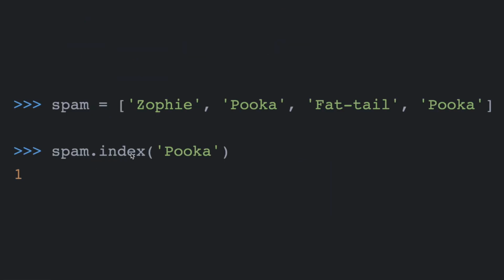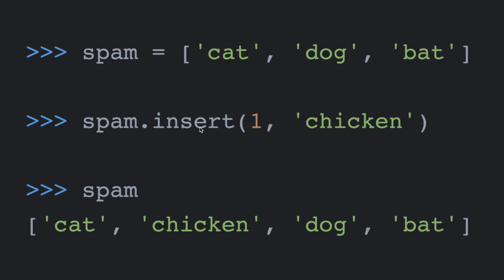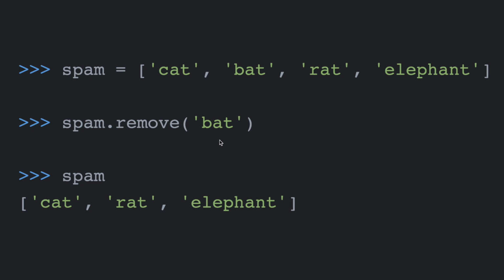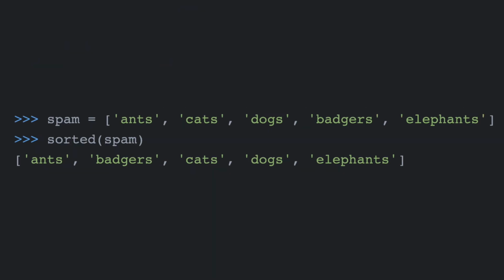And we can use .index to find out the index of a certain item in a list. And we already talked about this, but .append can add an item to the end of a list. And insert can add an item at a specific index in a list. And .remove will remove the first item in a list that has that value. And you can use .sort to sort a list. You can sort number lists, you can sort string lists, which will sort in alphabetical order, and you can also reverse the sort with reverse=True. You can also use the built-in function sorted to return a new sorted list, sorted(spam).